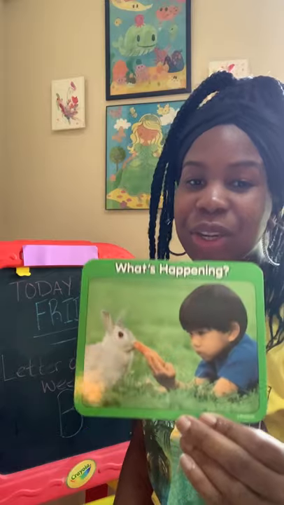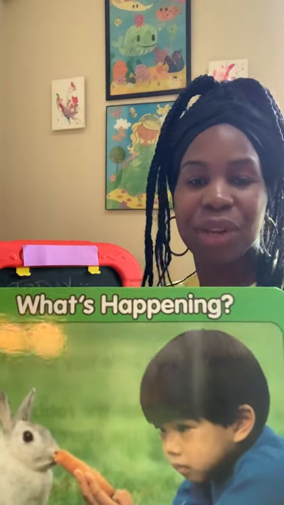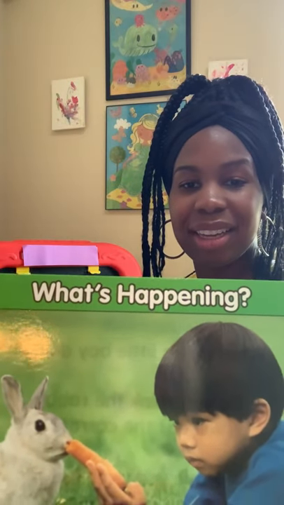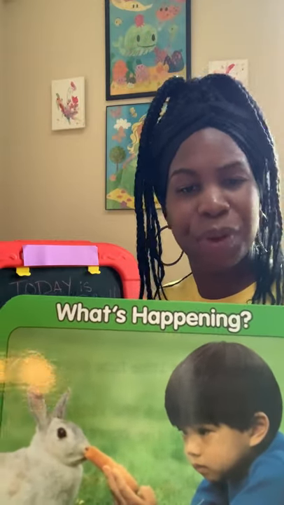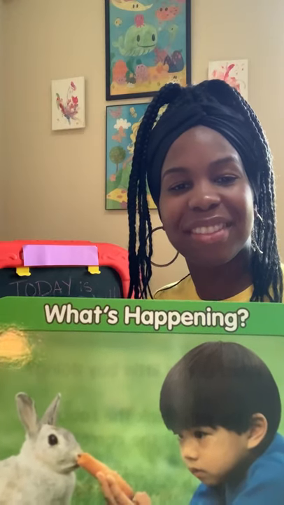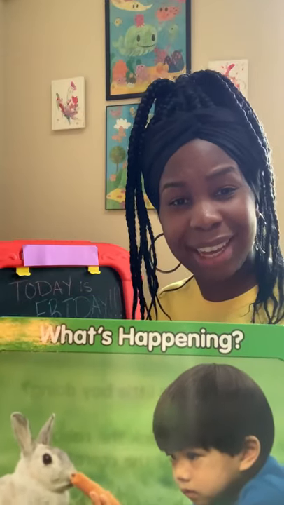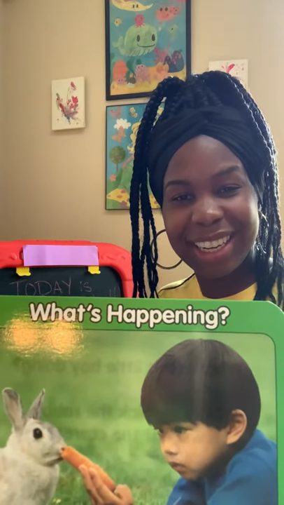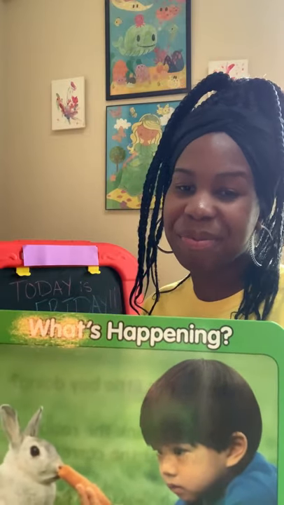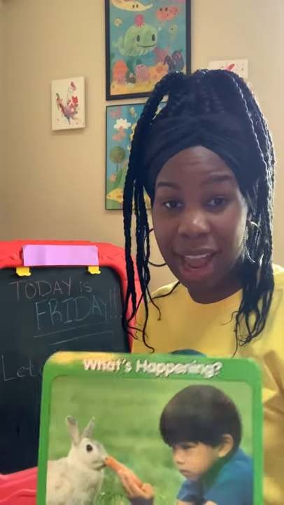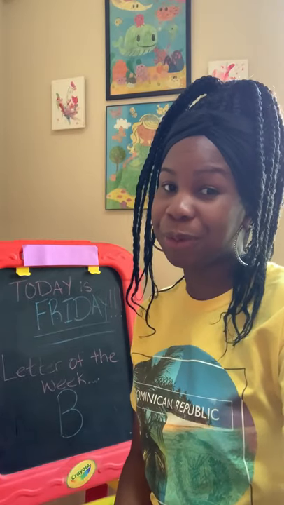Our next picture. What's happening? What is the little boy doing? Oh, he's feeding a rabbit. What is he feeding the rabbit? A carrot. Can you tell me what color the carrot is? Great job. It's an orange carrot. Have you ever fed an animal before? You have. That's pretty cool.